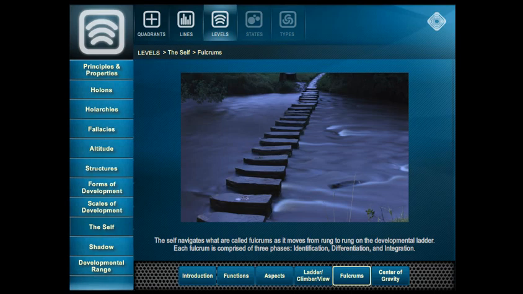As the view from that level begins to break down, the self differentiates or disidentifies from the current level and shifts identification to the next higher level. Finally, from the place of the new level, the self integrates the previous level's enduring capacities while negating any transitional aspects.